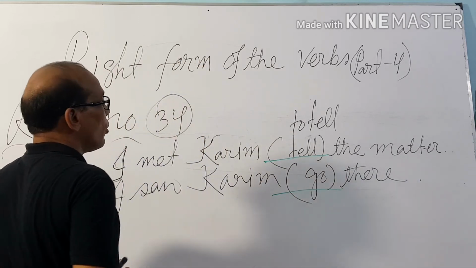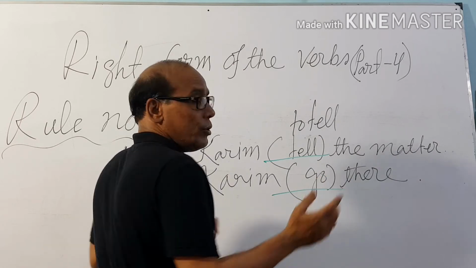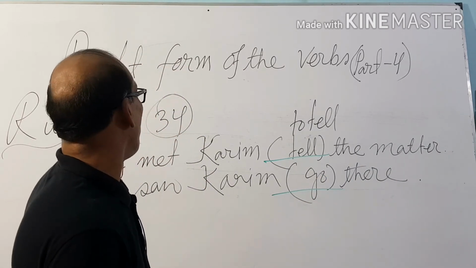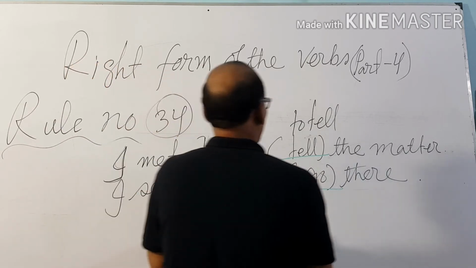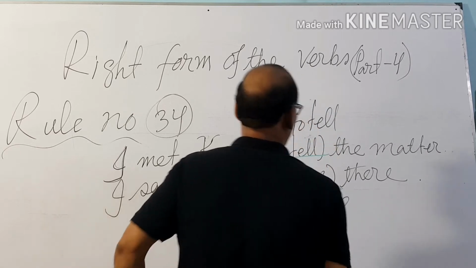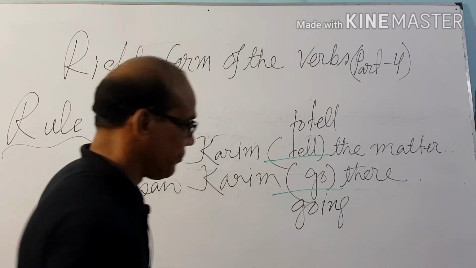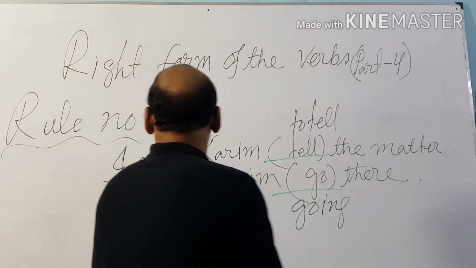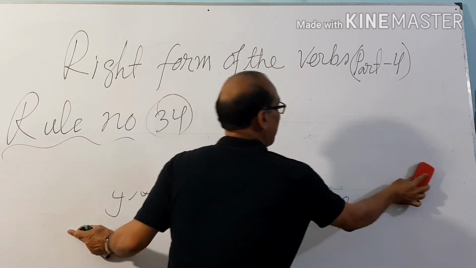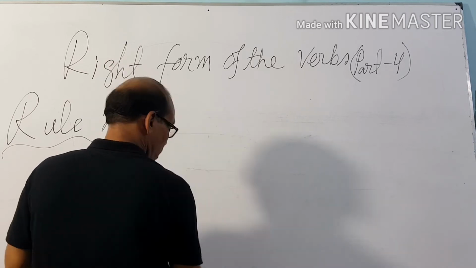And here I saw Korim. If I use to go there, no, it will not make any sense or meaning. So here we will have to use ing. So here, going. I saw Korim going there. This is the matter of rule number 34, and next, 35.